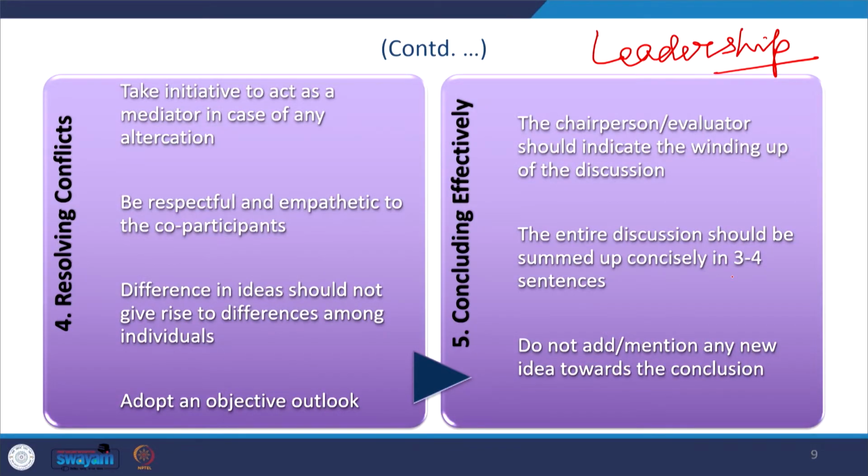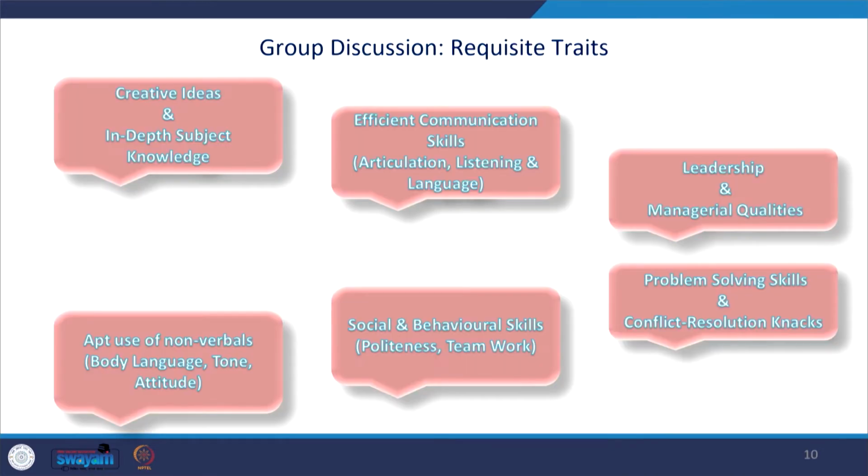When you are able to resolve the conflict, then comes the last step, and that is to conclude. Now, who should conclude? At times there has been a quarrel among people as to who should conclude. Even if somebody is concluding on your behalf, there is no need to intervene. The chairperson or the evaluator will indicate by some sort of indication or alarm that the time is now up. The indication should be understood, and the entire discussion should be summed up concisely in 3 or 4 sentences. While concluding, do not add any new idea. This conclusion should be tantamount to what you have discussed, my dear friend.